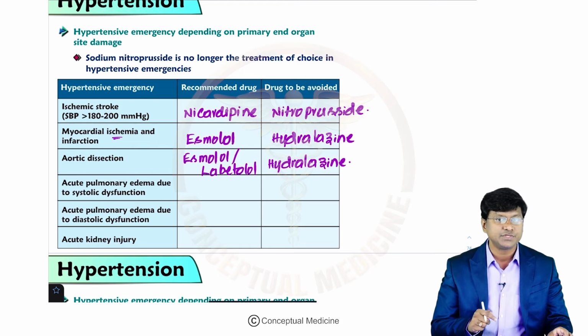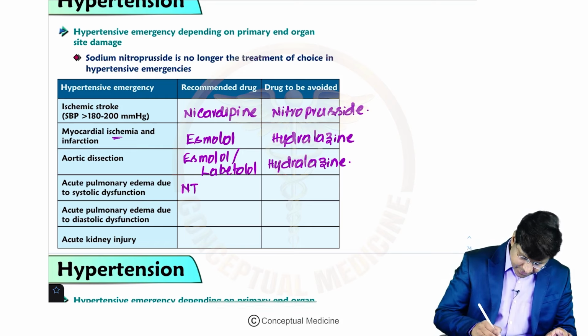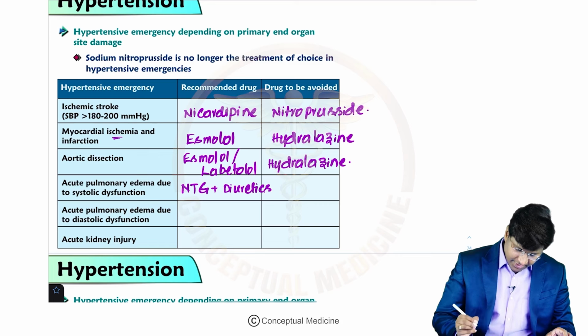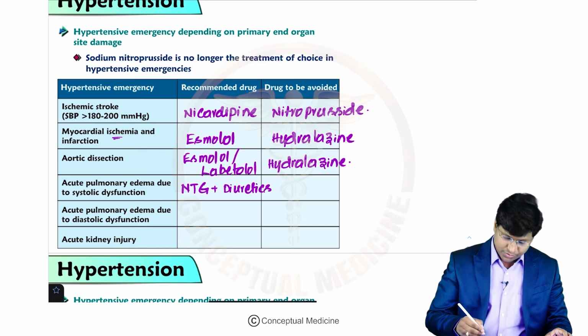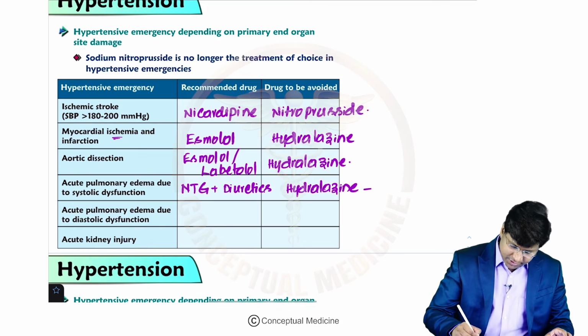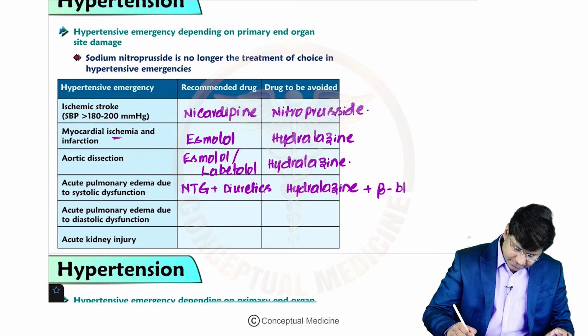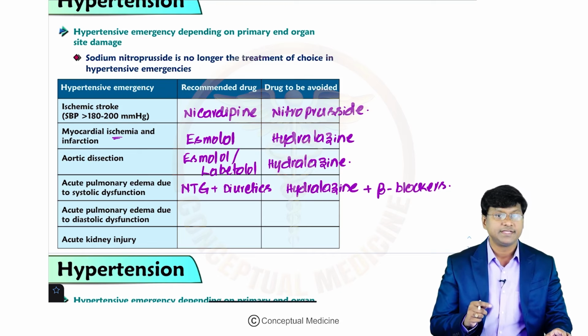Suppose the individual has developed acute pulmonary edema due to systolic dysfunction. In such a scenario, the drug you need to give is nitroglycerin, and along with nitroglycerin you need to give diuretics. The drugs that have to be avoided include hydralazine, and along with that the beta blockers also should be avoided, when there is acute pulmonary edema due to systolic dysfunction.